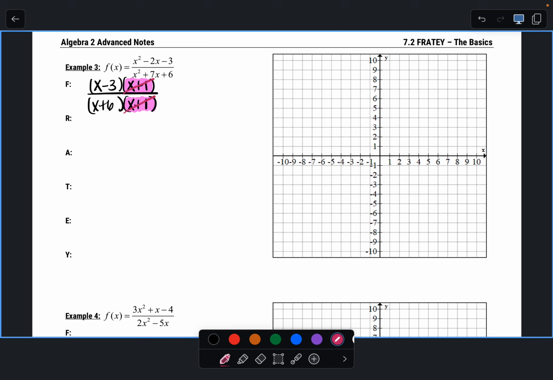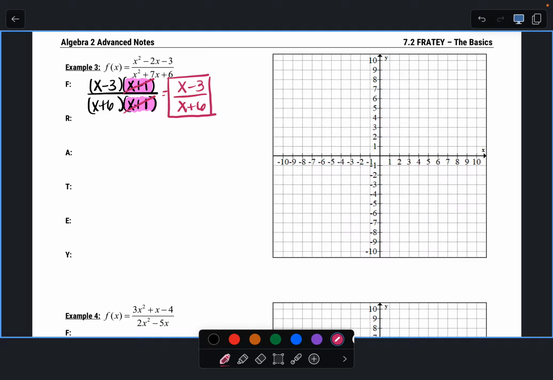Here is my biggest piece of advice I can give you for anything going forward with a hole in your graph, which is what you're going to have: rewrite the problem once you have canceled out your factors. Many times someone will ask me, why do I have an x-intercept where my asymptote is? And that is because you did not actually cancel them out and you're trying to do the rest of FRATEY on a factor that should not be there. So the rest of the problem that we do is going to be on x minus 3 over x plus 6.